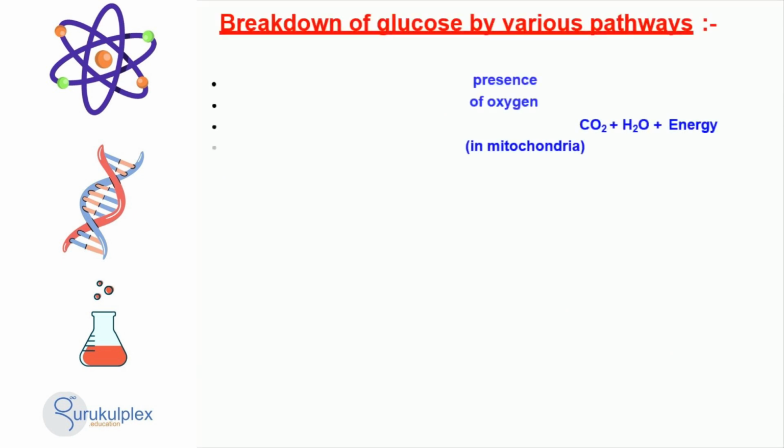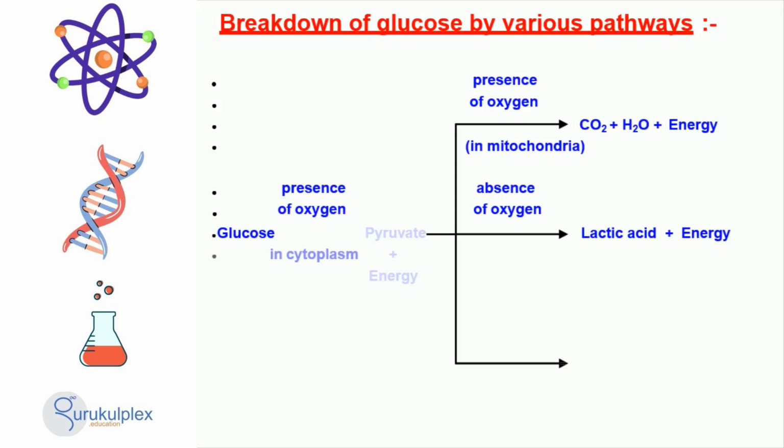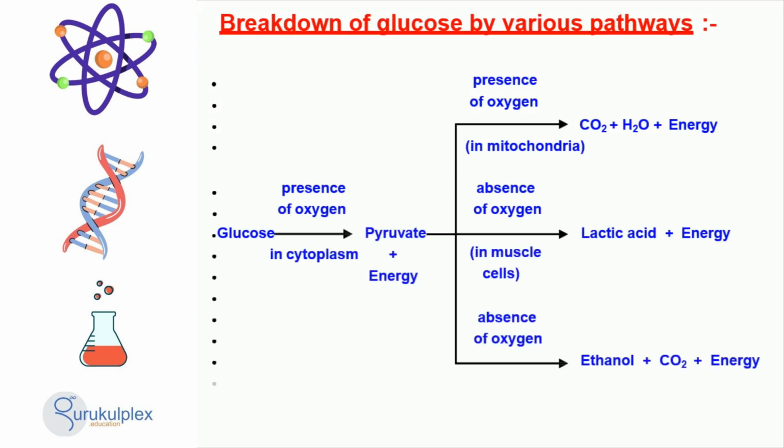Glucose breakdown through different pathways is of crucial importance for life. Aerobic respiration, which occurs in the presence of oxygen, leads to the release of carbon dioxide, water and energy. In the absence of oxygen, the breakdown of glucose is accomplished through anaerobic respiration, resulting in the production of lactic acid and energy.